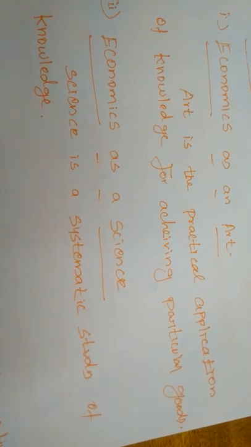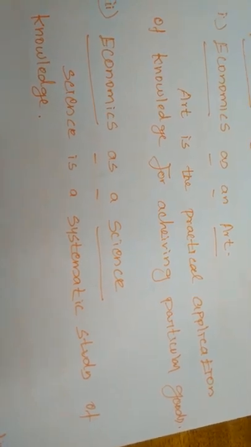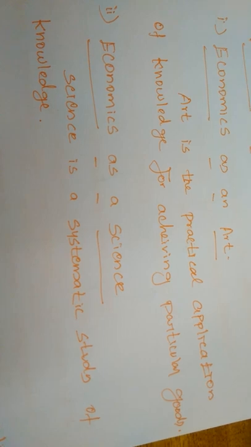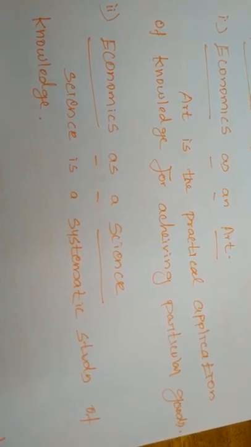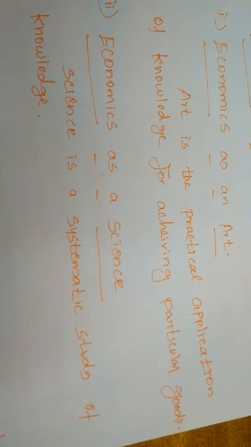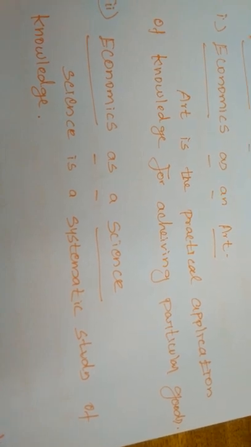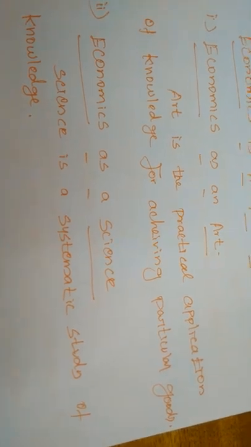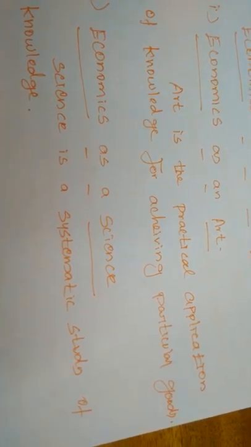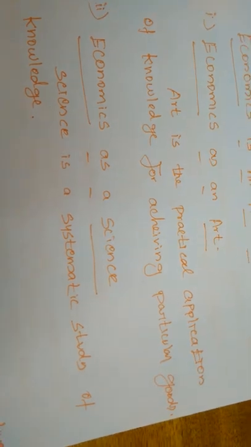So like this, policy makers are making policies, ideologies are creating plans, and some economists are using economics as practical knowledge. So we can consider economics as an art when we are applying practical knowledge for achieving particular goals.